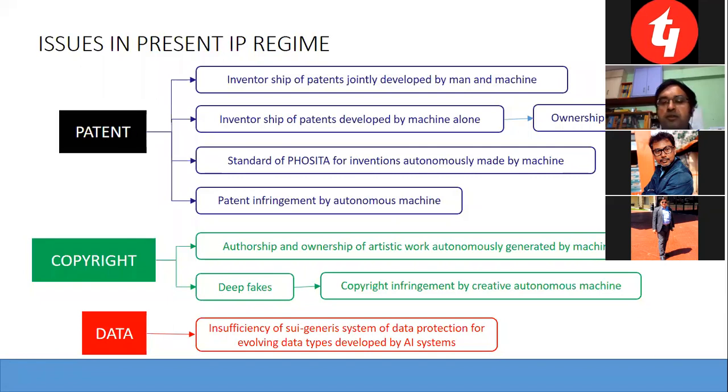Now things start changing, and the issues keep cropping up when machines start inventing. So what happens when a human being, with the help of a machine, an AI machine, invents something? Then who is the inventor? Should I mention the human being as the inventor? Should I also include the machine as an inventor? That is a major question, because going ahead, without AI machine help, many of the inventions would not happen.